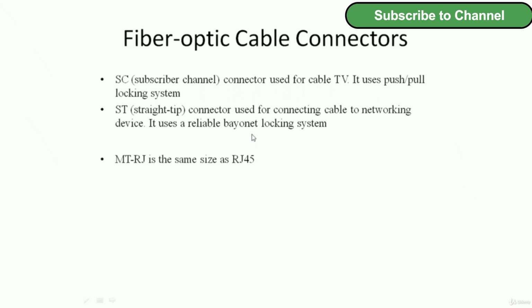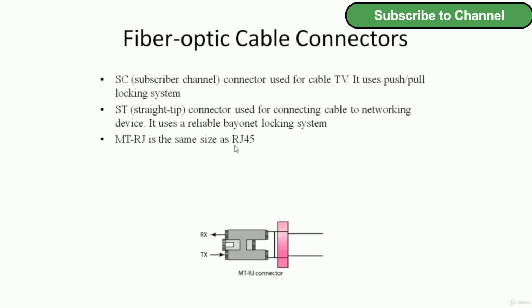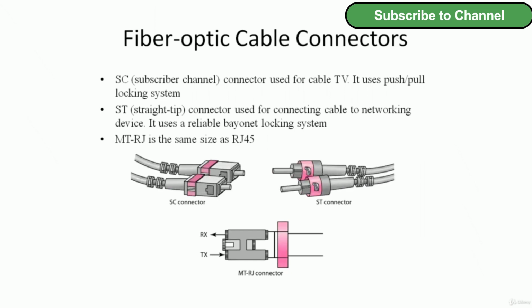And then the third type is the MTRJ, which is the same size as the RJ45. You can see in this diagram these three types of connector. The first one is the SC connector, that is subscriber channel. Second one is the ST connector, that is the straight tip connector. And then MTRJ connector, like the RJ45. So these connectors are used for connecting the fiber cables.